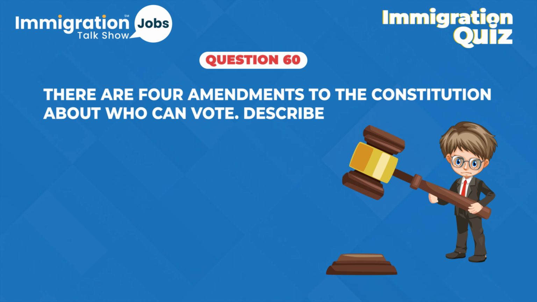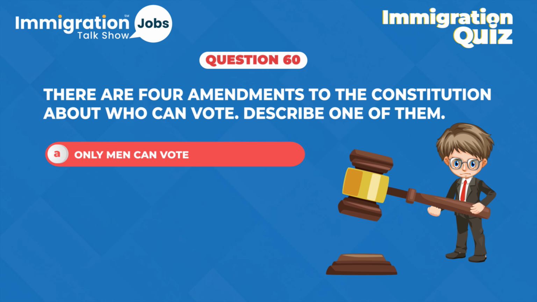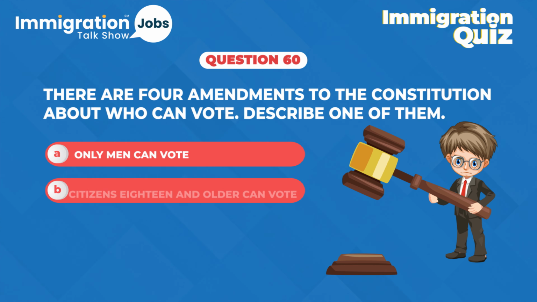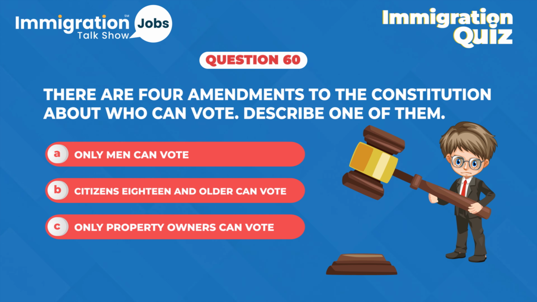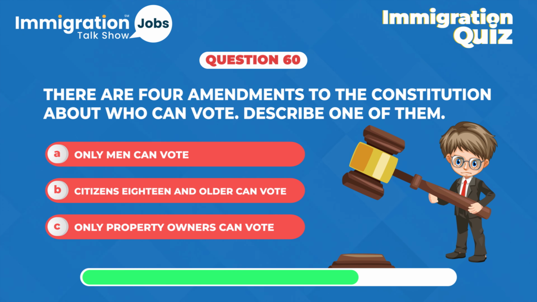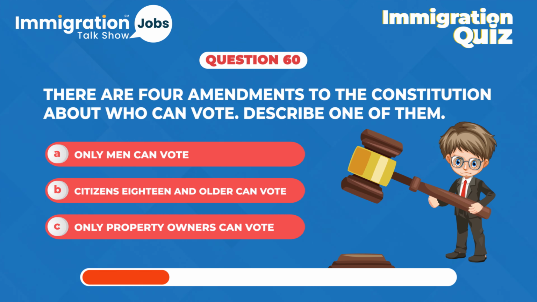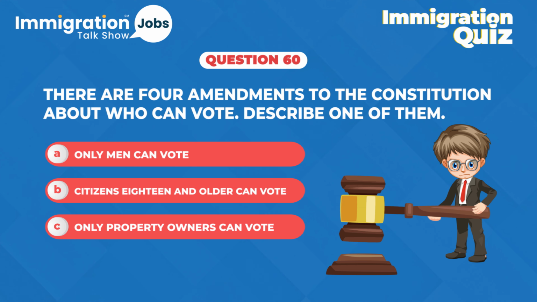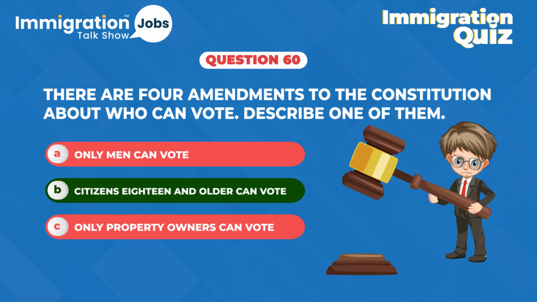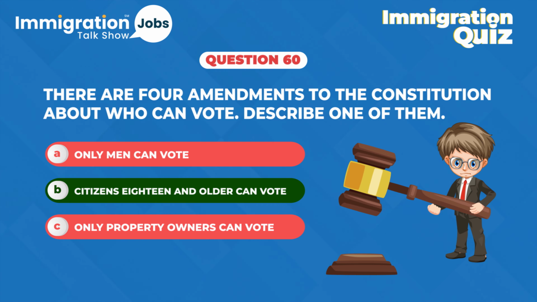There are four amendments of the Constitution about who can vote. Describe one of them. Option A, only men can vote. Option B, citizens 18 and older can vote. Or option C, only property owners can vote. And the correct answer is option B, citizens 18 and older can vote.